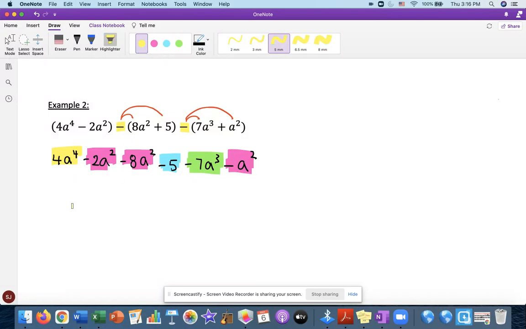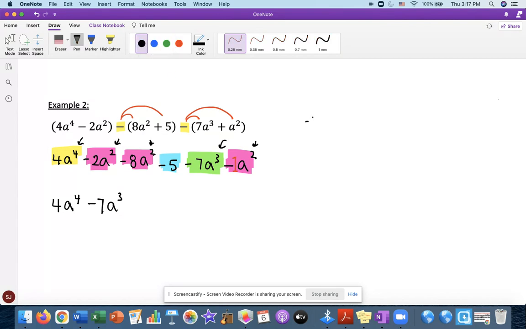Let's go ahead and start writing our answer. The biggest exponent is the 4 here, so that comes first: 4a to the power of 4. The next biggest exponent is 3, so this should come next, which is negative 7a cubed. The next biggest exponent is a 2. There are 3 different terms that have an exponent of 2, which are negative 2, minus 8, minus, as you know, there is an invisible 1 right here.